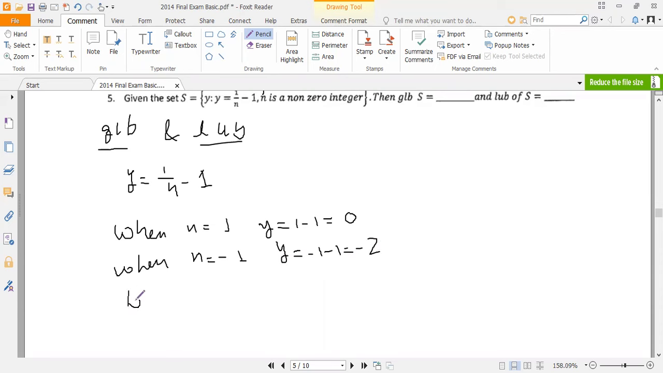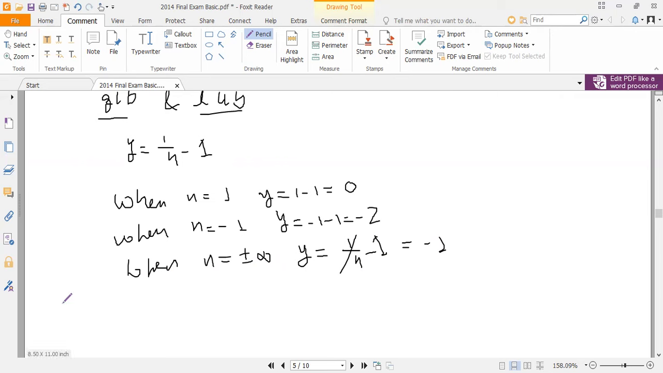So when n goes to positive or negative infinity, y which is equal to 1 over n minus 1, this number 1 over n goes to 0, so that we get minus 1.